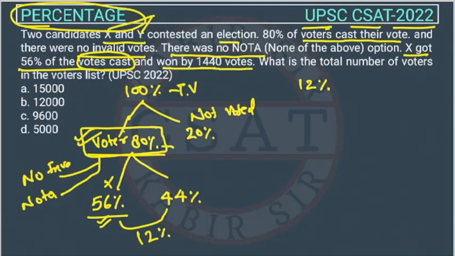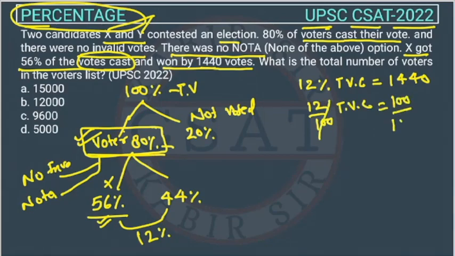And what is given? That 12% of total vote casted, right, is equal to, they have given like 1440, right? So this will be 12% of total vote casted, right? So this will go this side, we can write it like this, right? And this will be 1440. Okay, so this 12 will cut this one, right? One time, then 2 and then 0. So total vote casted is 12,000, right?